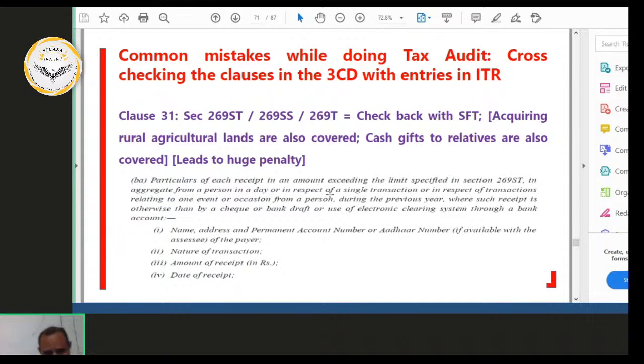Then 269SS, 269T, I told you, cross check with SFT also. That is the first thing. Then remember that 269ST is very dangerous, I told you.